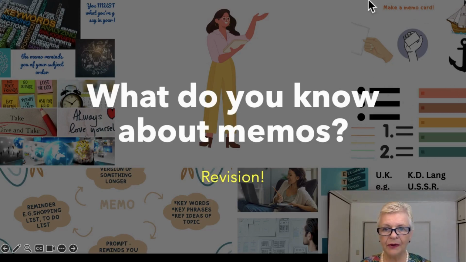This is a little revision. What do you know about memos? Well, we learnt a little bit about keywords. These are the kinds of memos you can use: the purpose of a memo, taking notes and abbreviations, bullet points, and how to make a memo card and make it an anchor if you're feeling a little bit nervous.